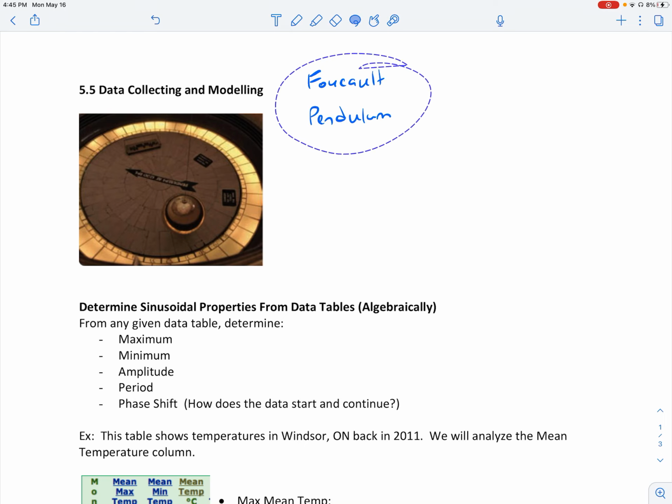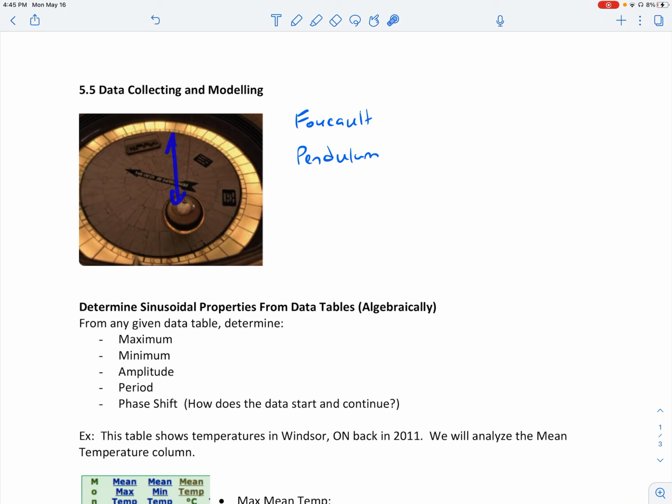That's from a French physicist, and he basically designed this pendulum that proves that the Earth rotates on its own axis. So right here is actually a string. It's a little bit hard to make out, and it's connected to this large mass at the bottom. So this is just a pendulum. It swings back and forth in a straight fixed path.